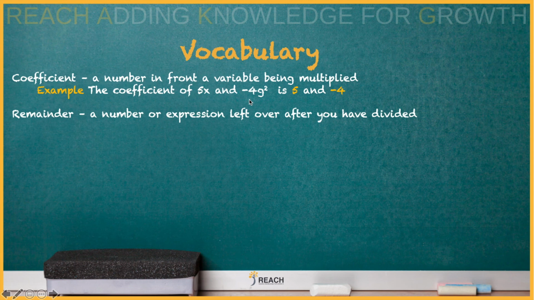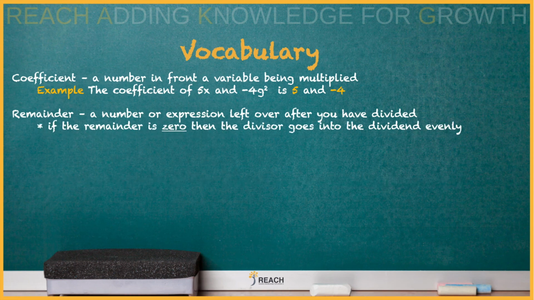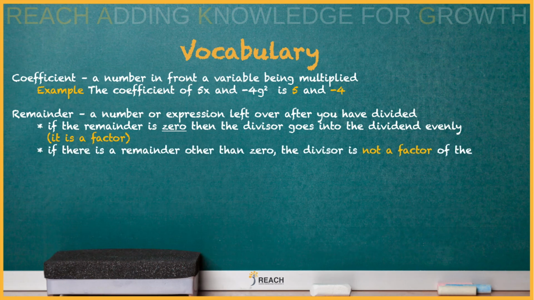Remainder is a number or expression left over after you have divided. If the remainder is 0, then the divisor goes into the dividend evenly, and we call that a factor. If there's a remainder other than 0, the divisor is not a factor of the dividend.